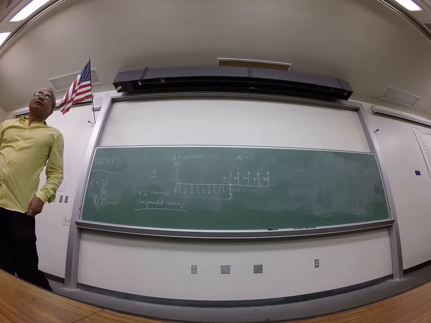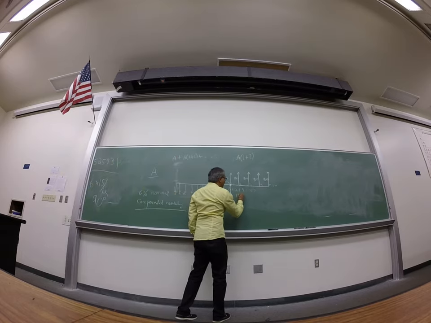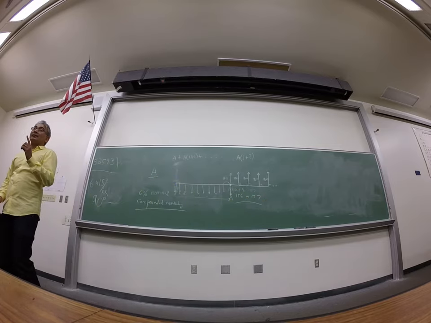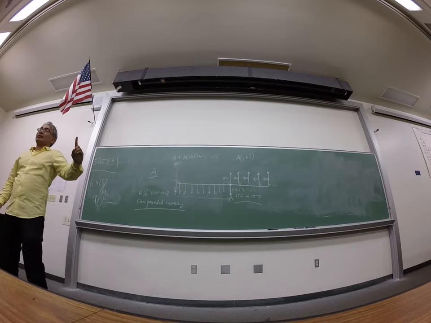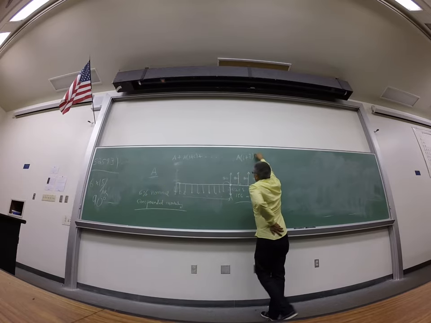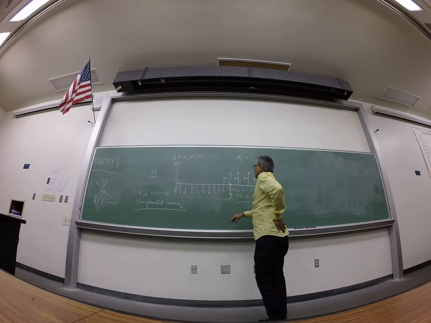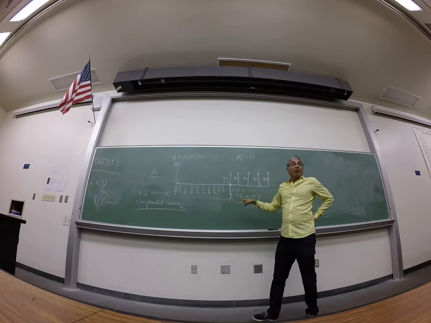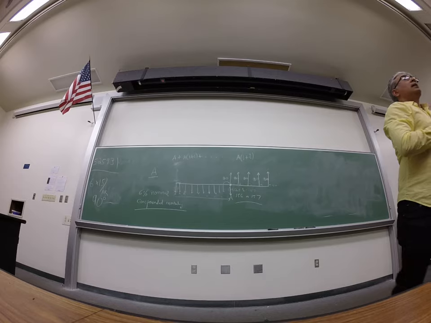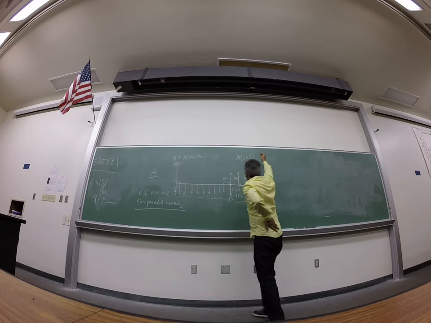156 or 157? 156. Are you sure? 156! The number of terms is 157. But this power should be the time elapsed from this point to this point, right? And that's only 156 months. The number of payments is 157. Does it make sense? And another way of thinking of it is that the first has 1 plus I to the power 0, so this is to the power 156.